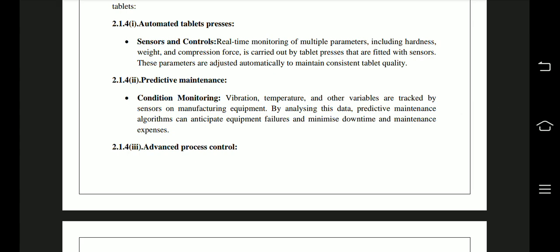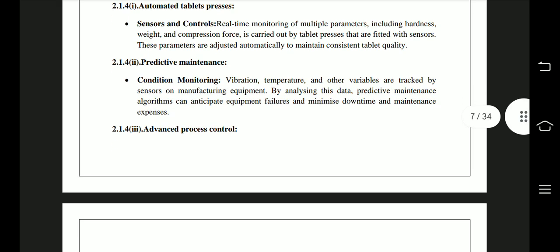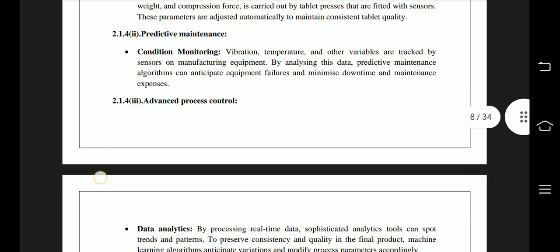Second one is predictive maintenance. Condition monitoring, vibration, temperature and other variables are tracked by sensor or on manufacturing equipment. By analyzing these data, predictive maintenance algorithms can anticipate equipment failures and minimize downtime and maintenance expenses.